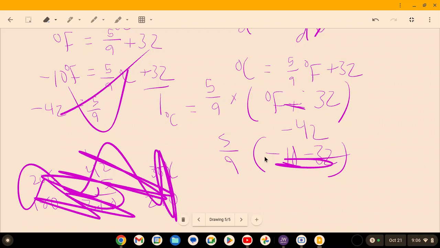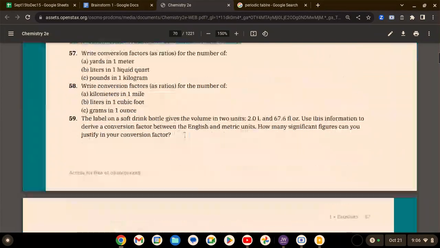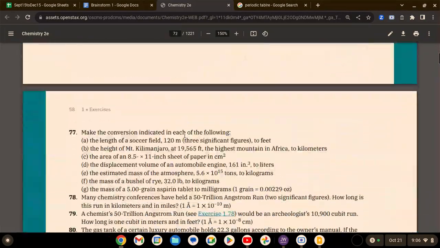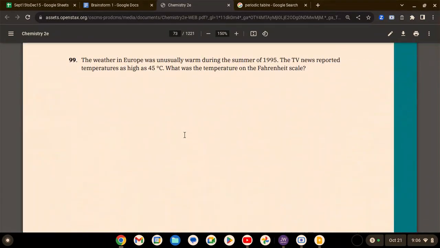And then 99. The weather in Europe was unusually warm during, I keep forgetting to switch to this. Dang it. The weather in Europe was unusually warm during the summer of 1995. The TV news reported temperatures as high as 45 degrees Celsius. What was the temperature on the Fahrenheit scale?